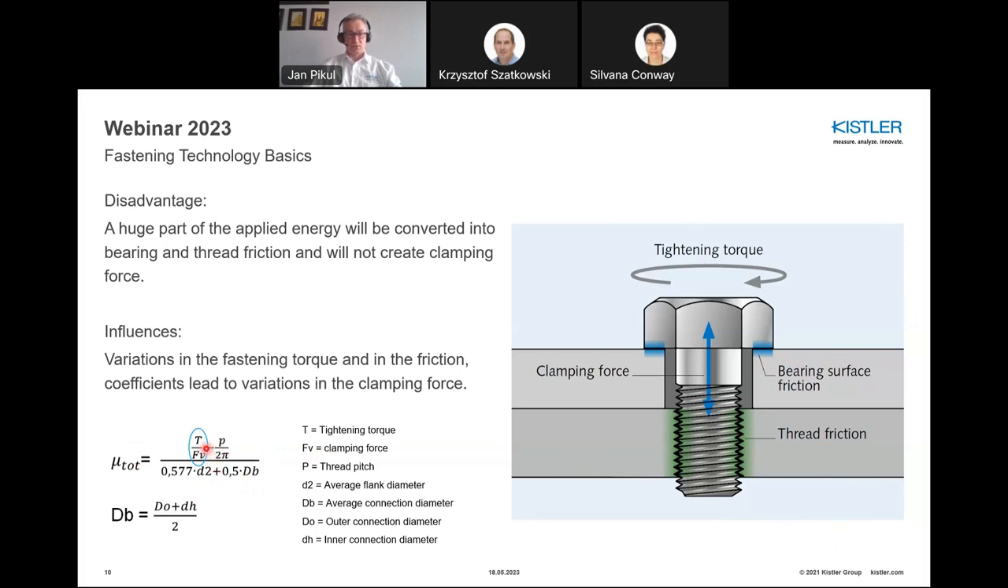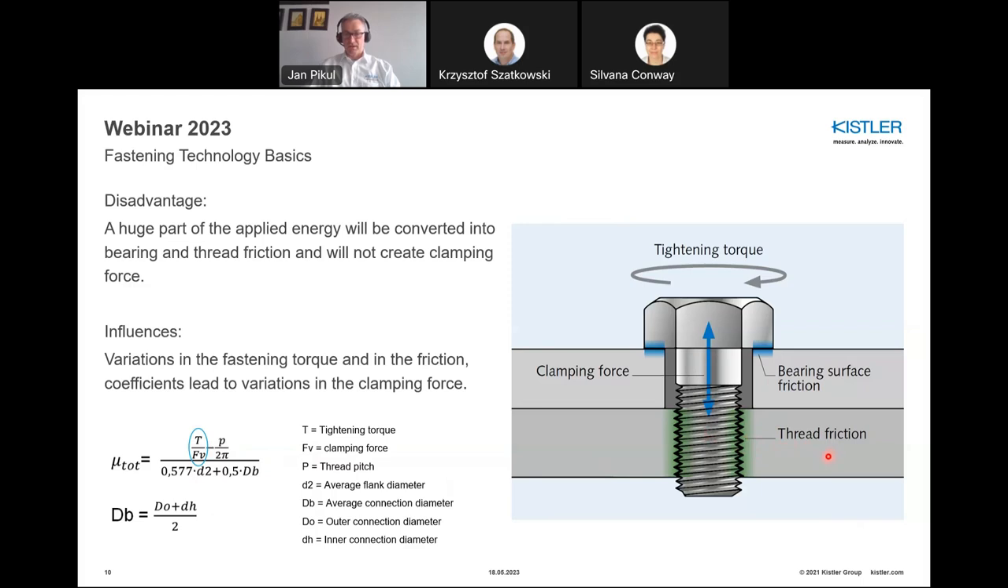So we have to know torque and clamping force, which is named as FV. Then, of course, the material physical parameters of the bolt we know. It's easy to measure. So the calculation using the computer is not so difficult. But first of all, we have to know these very important physics values like torque and force. And just for your information, do you know how much energy we lose only for the friction?